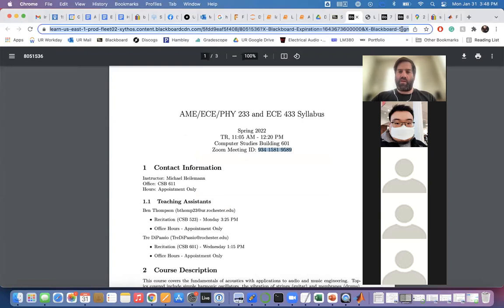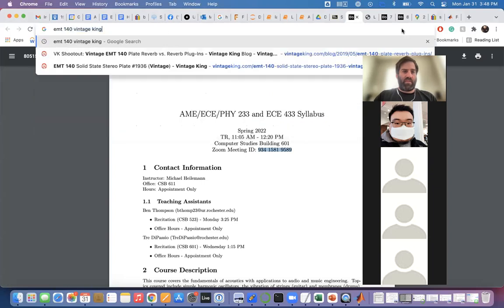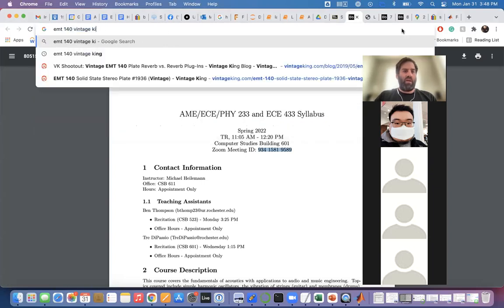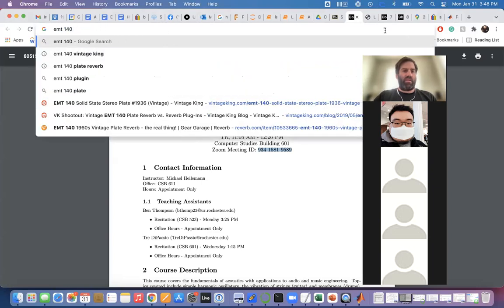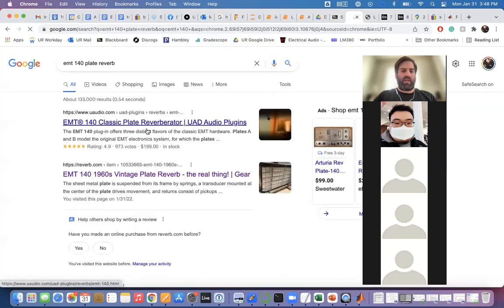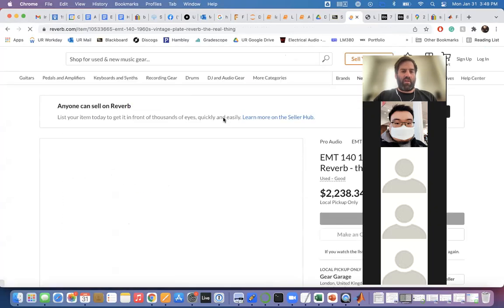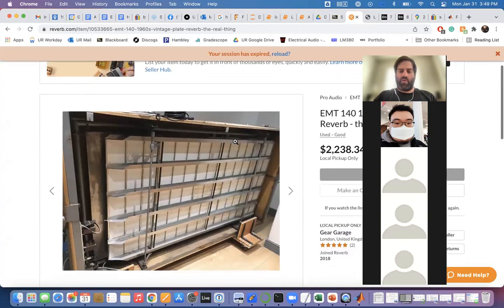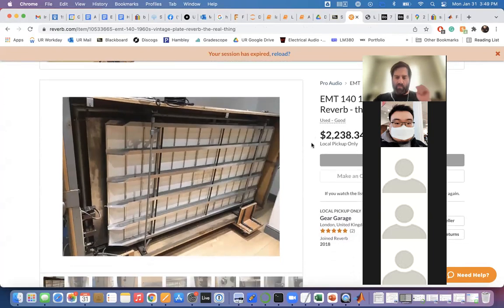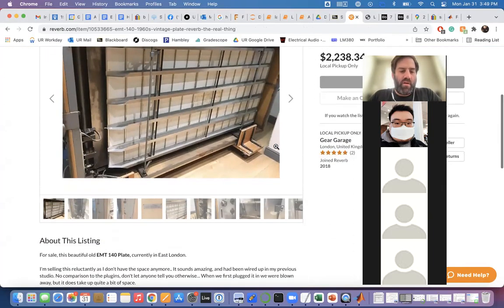I was going to show you, so the most famous of all plate reverbs is the EMT 140, which was made by, I think EMT is either a German or a Swiss company. This came out in like 1957 or something. And if you were of a mind to buy one, you could pick one up for $2,200, but you have to collect it in person in United Kingdom.